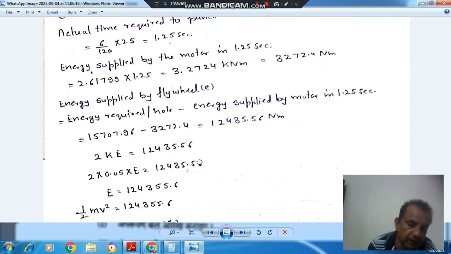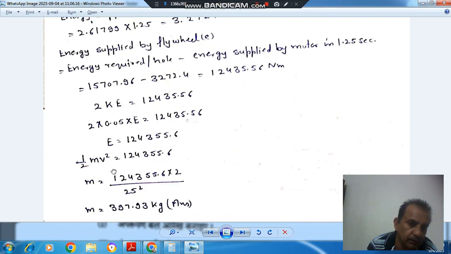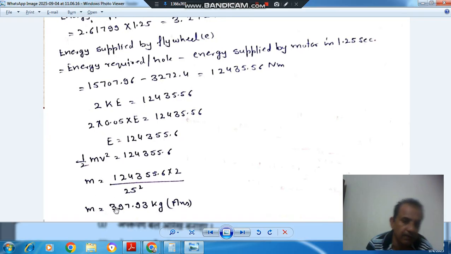It will come out as 12435.56 Newton meter. And we know that the fluctuation of energy is 2 into K into E, where K is the coefficient of fluctuation of speed, and E is the mean energy. Mean energy can be found by half m v square. V is given, that is 25 meter per second. So from this we get M as 397.933.